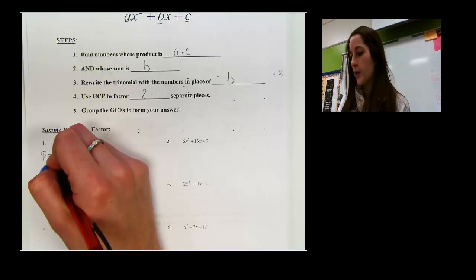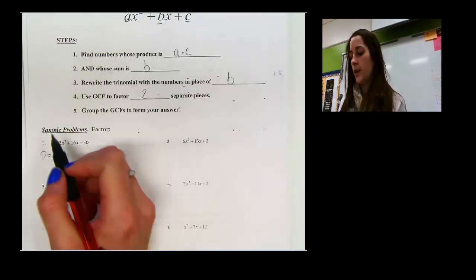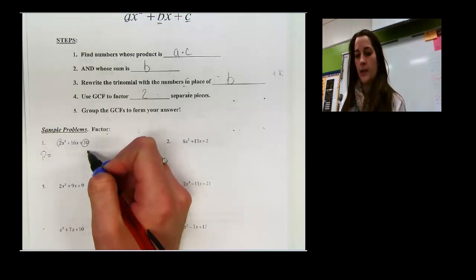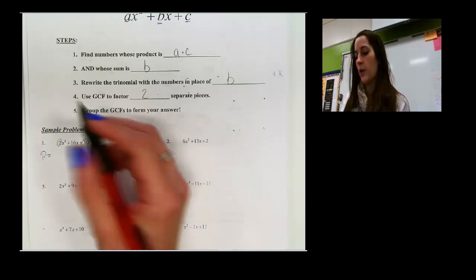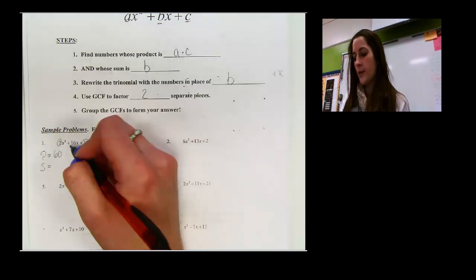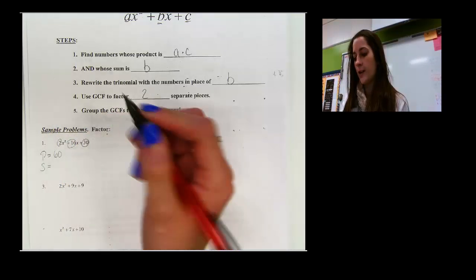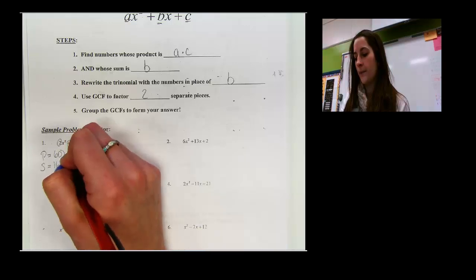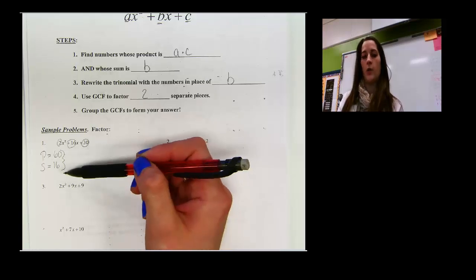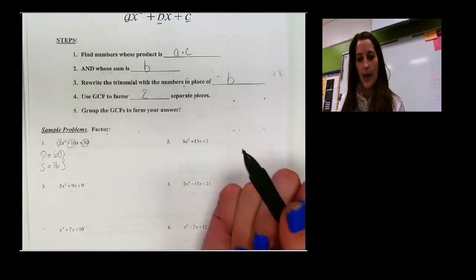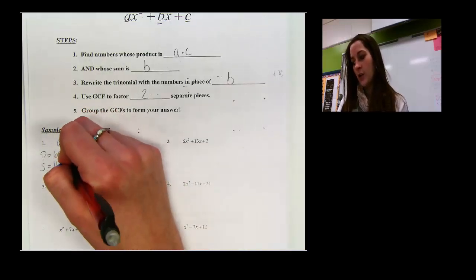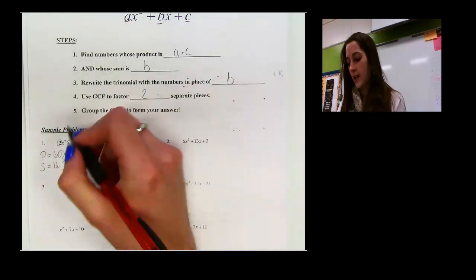So our product is going to be a times c. So it's going to be 2 times positive 30, which gives us 60. And our sum is going to be the number in front of the x, a positive 16. So we have to find two numbers whose product is 60 and whose sum is 16. Right off the top of my head, I think of 10 times 6, which is 60. 10 plus 6 is 16. So we're going to go with 10 and 6.